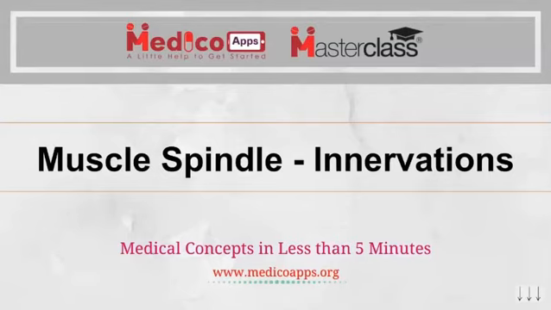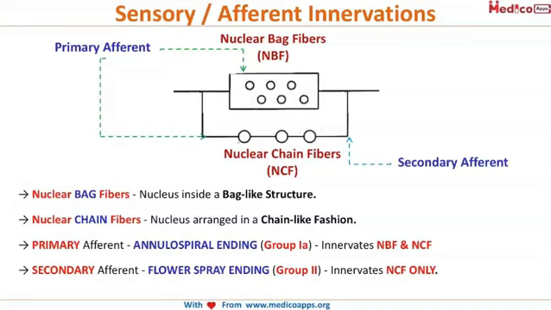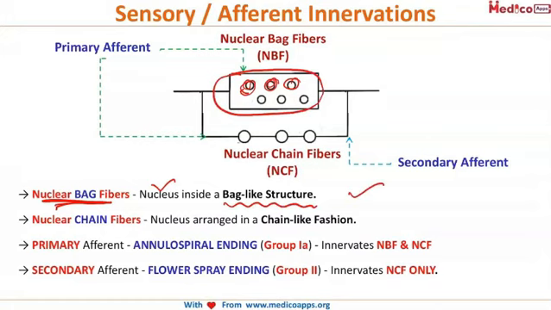Now let's look at the muscle spindle innervations. What you're seeing here, these circles, are the nuclear bag fibers. This is a collection of nuclei inside a bag-like structure. We'll assume that this is the bag and these are the nuclei. That is why these are called nuclear bag fibers. Now this is known as nuclear chain fibers. Here the nuclei are arranged in the form of a chain, one after the other. That is why we call it a nuclear chain fiber.